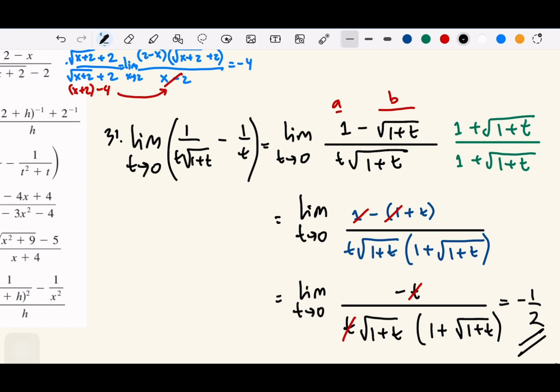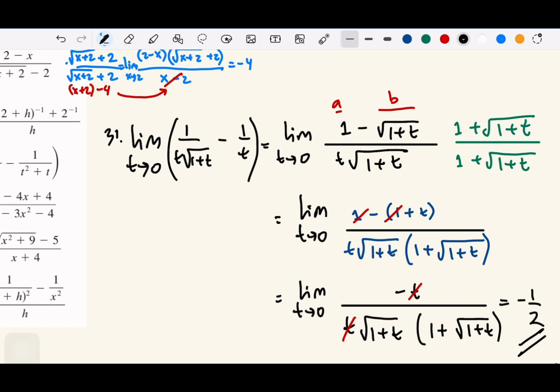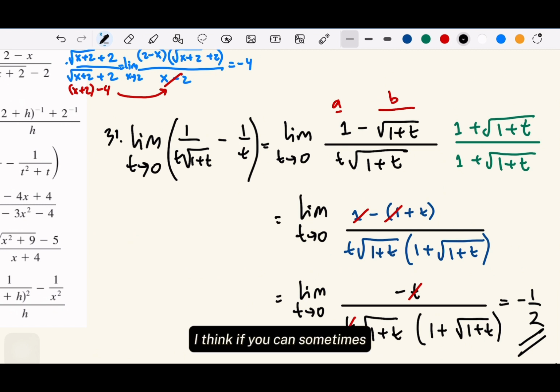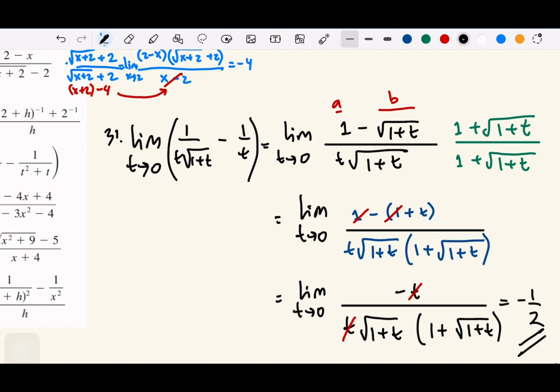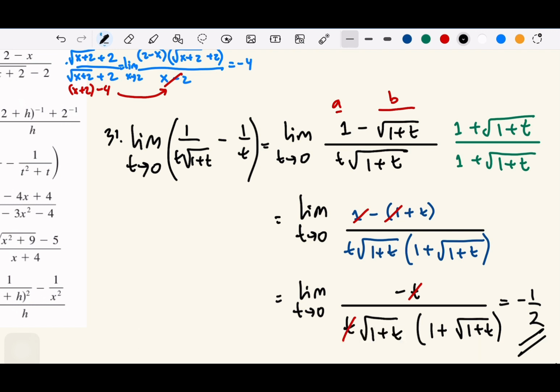You mean what kind of ceremony? You mean in exam? No. I think sometimes if you can compute with your mind in this process, it's expected to do that in mind. Yeah, I would report it.